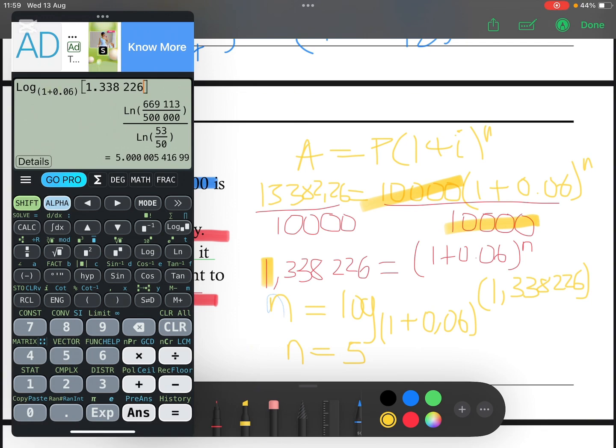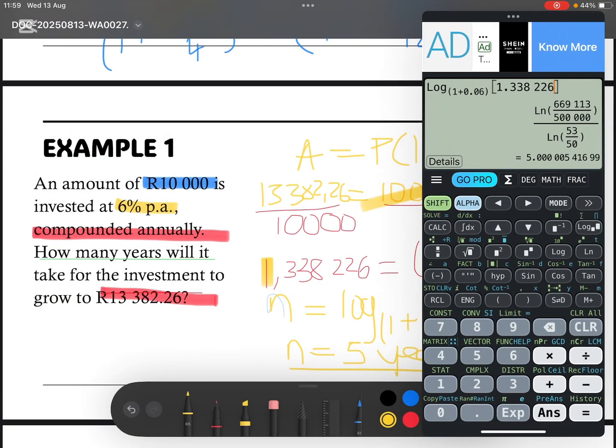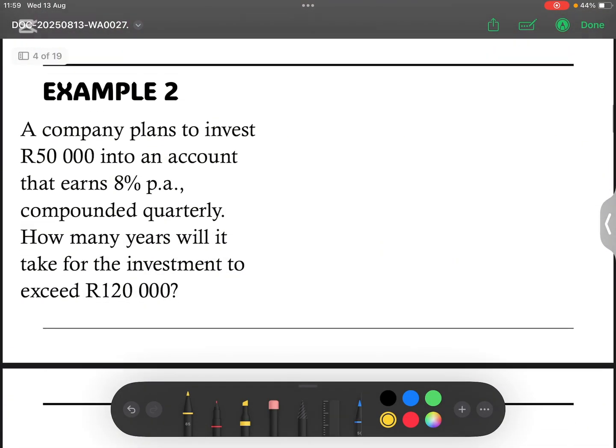So it will take 5 years for that 10,000 compounded annually at the interest rate of 0.06 to be 13,382 rand 26 cents. So it will take 5 years. So now that's how we find our value of n. You're going to use logarithm.